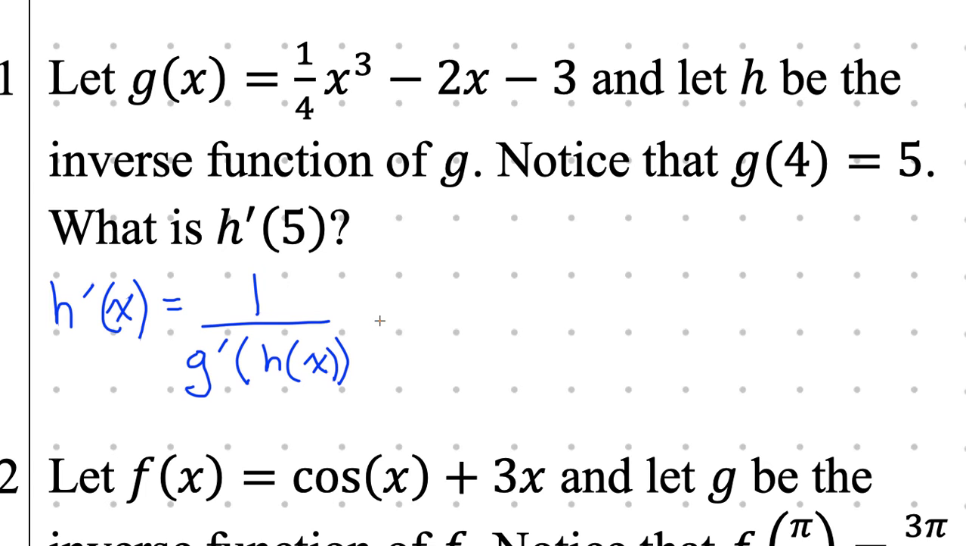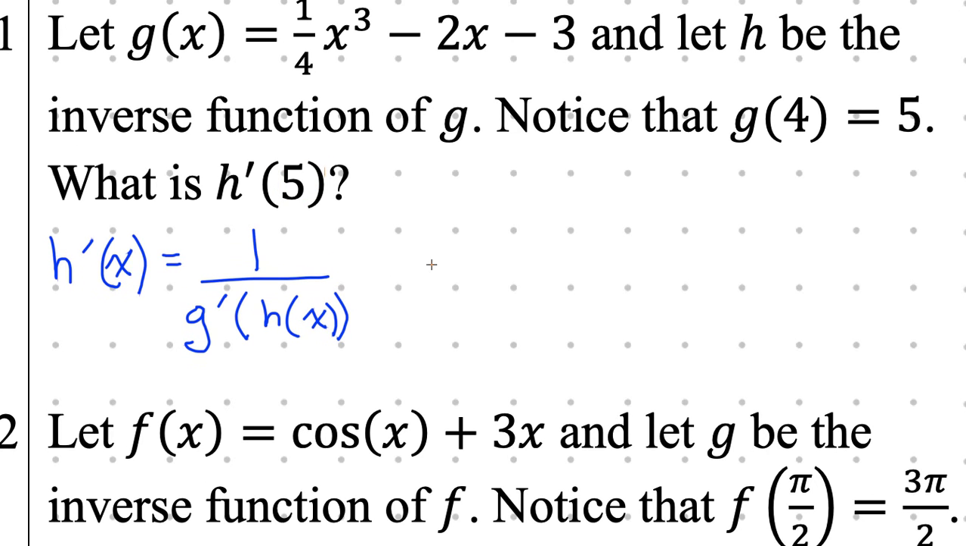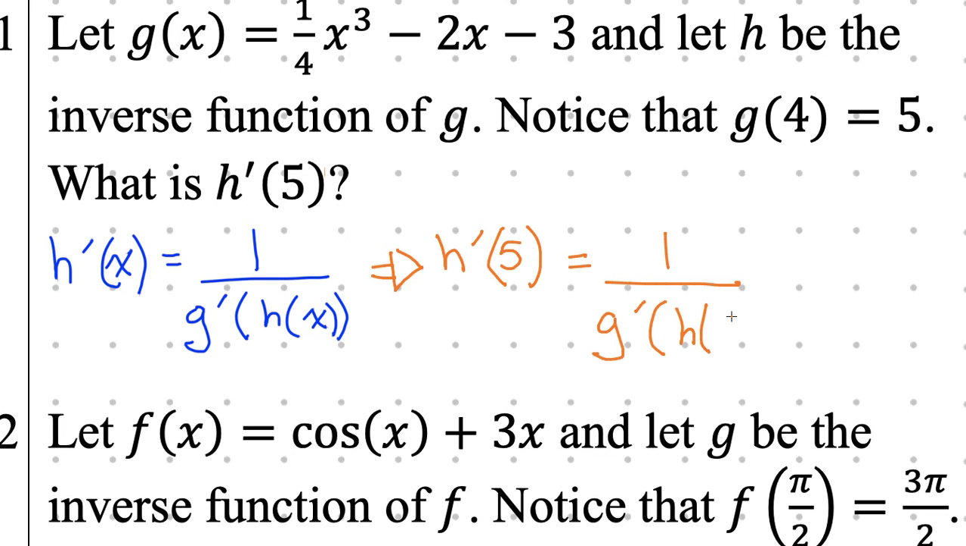Let's fill in what we know. What do we know? We know our x. Hey, there it is. It's 5. So I come back down here and I say our new function looks like this. We're trying to find h prime of 5. We have transformed this, so I'm going to do an arrow here. So h prime of 5 is equal to 1 over g prime of h of, well, we know it's 5 now.